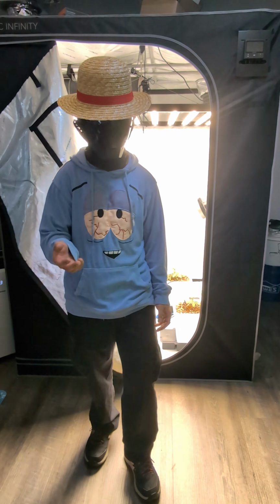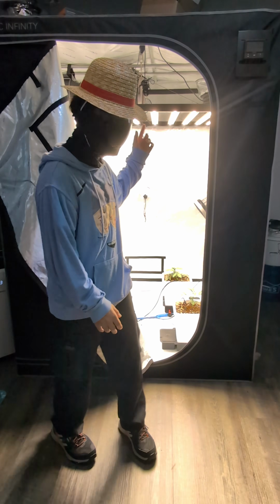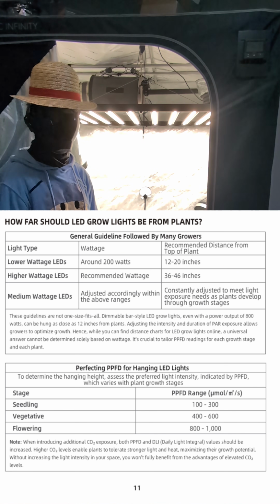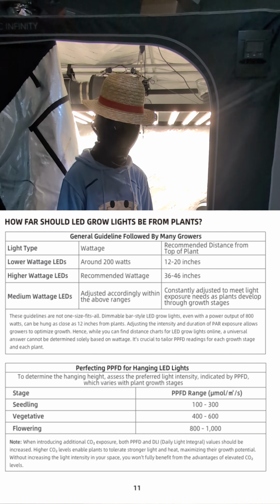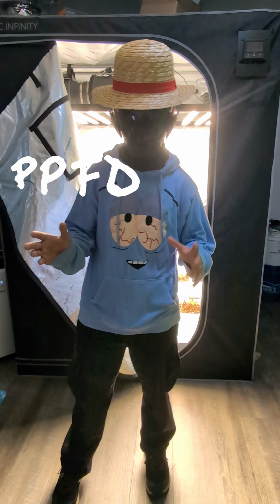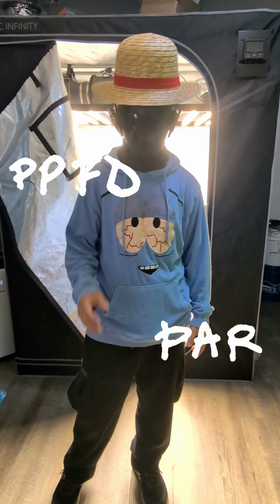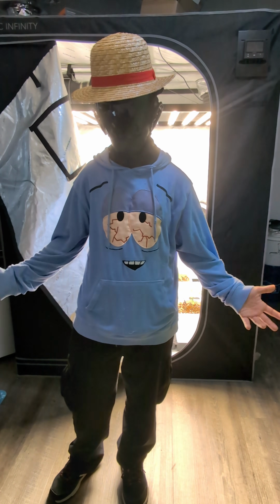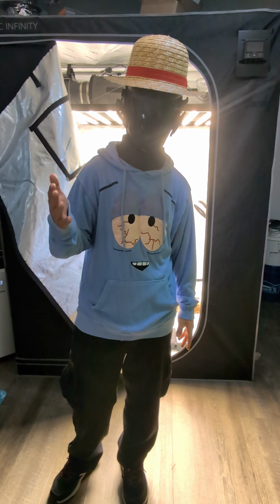With that in mind, I wanted to talk about lighting. When you buy a light, the manual usually gives you an estimated PPFD at certain heights. That's helpful, but it's not super accurate in real grow conditions. What they're trying to tell you is the potency of light, and that's measured in PPFD and PAR. PPFD stands for photosynthetic photon flux density, basically how many photons your light is delivering to the plant per second.